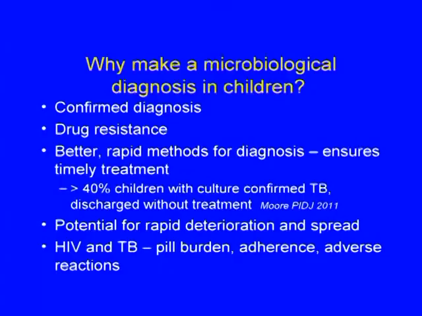And of course, I've spoken to the problems of HIV and TB, so that if we can minimize the pill burden, if a child does not need to take TB therapy, then it would be great not to have to put them onto TB therapy, as opposed to having a confirmed diagnosis where one can justify that large pill burden. So if we want to make a microbiological diagnosis, what's the best way of making it? And I want to say critically here, the quality and the type of specimen are crucial.